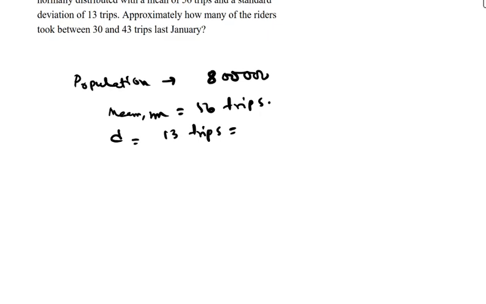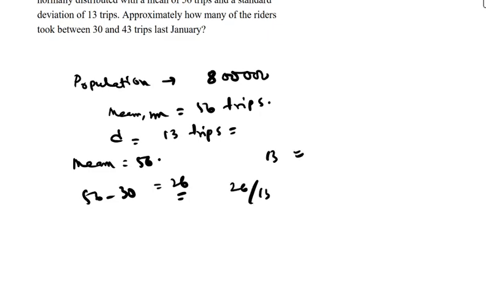First calculate how far 30 is from the mean. Mean is what? 56. 30 is how far below 56? That is 56 minus 30, that is 26. Now how many standard deviations is 26? Standard deviation is what? 13. So 26 by 13, that is 2. So 30 is equal to what? M minus 2D.